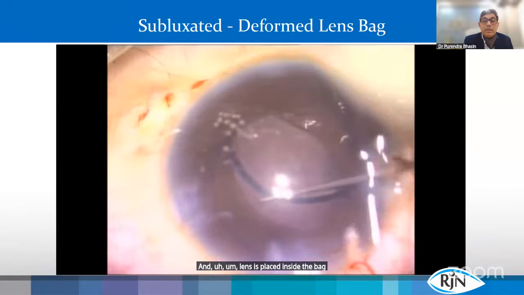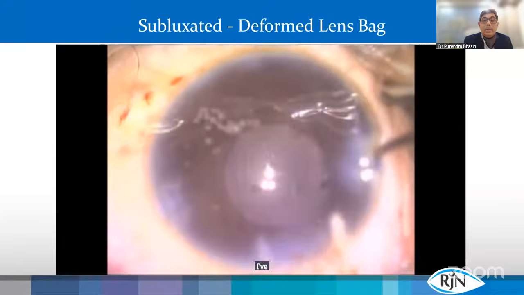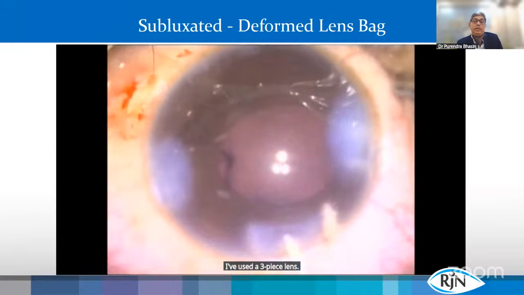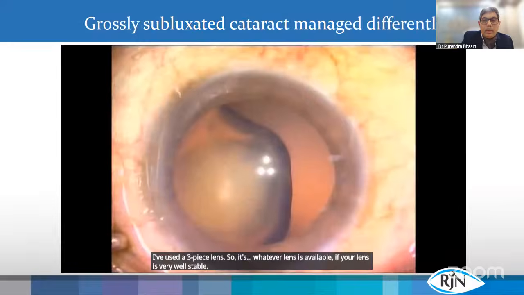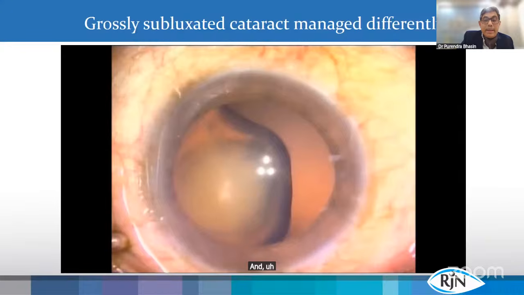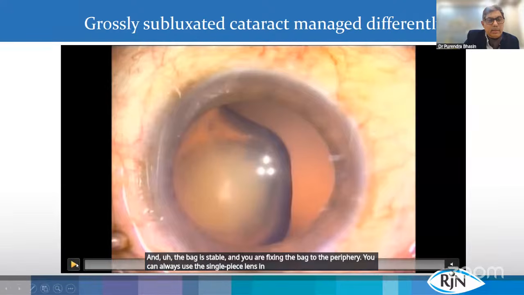I have used a three-piece lens purposefully to stretch the lens bag. So it's whatever lens is available. If your lens is very well stable and the bag is stable, and you are fixing the bag to the periphery, you can always use the single piece lens in these cases equally.